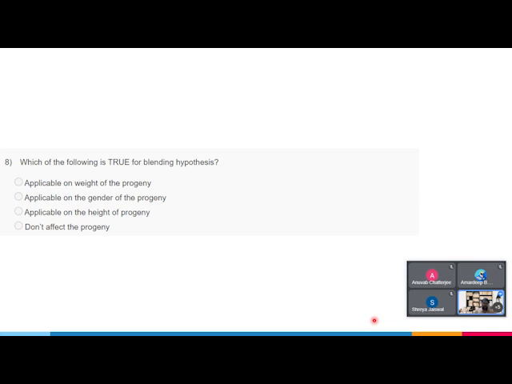You can go ahead and try and answer this and put the probable answer in the chat box. Which of the following is true for the blending hypothesis? It is applicable on the weight, gender, or the height. Archana says it is height. Or anyone else?